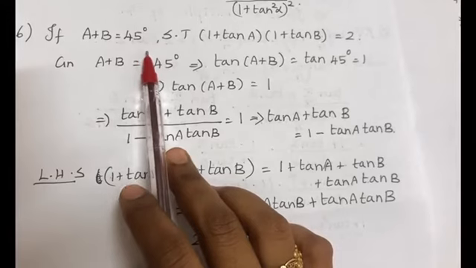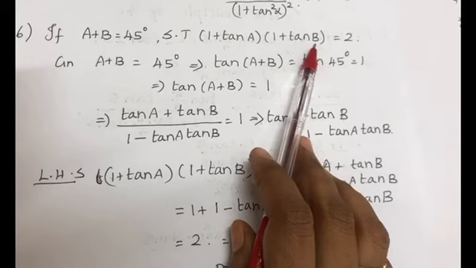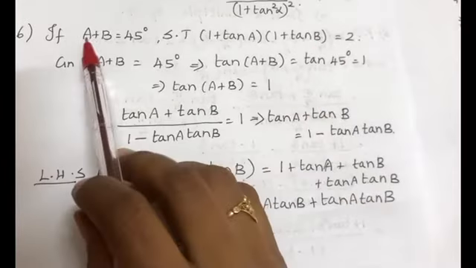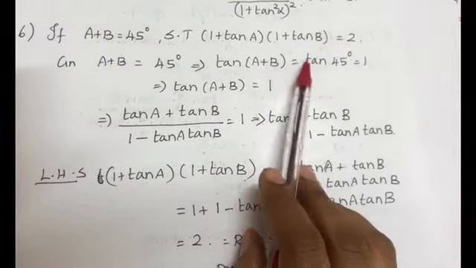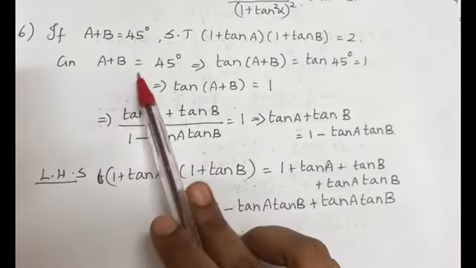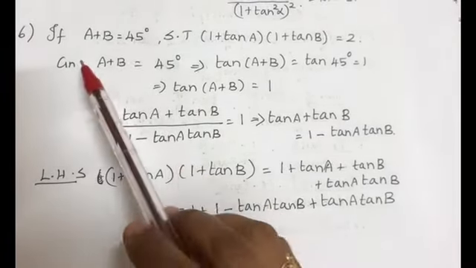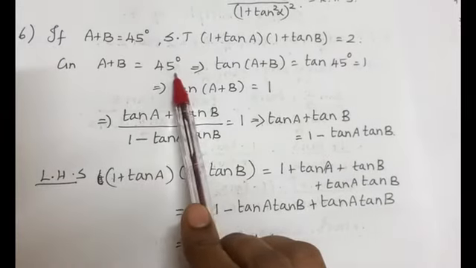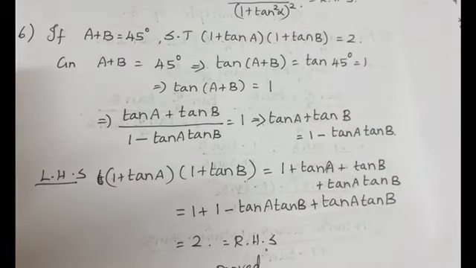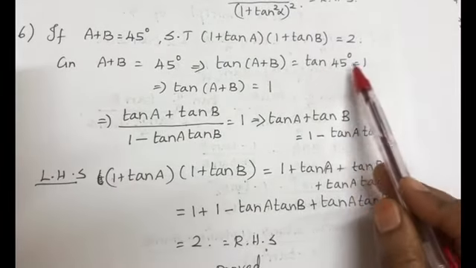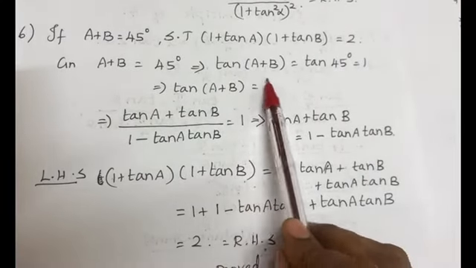If a plus b equal to 45, show that 1 plus tan a into 1 plus tan b is equal to 2. Here it is given that a plus b is equal to 45. As we have tan here, I take tan of a plus b on both the sides. So it is tan of a plus b equal to tan 45. What is the value of tan 45? It is 1. Tan 45 is equal to 1. So tan of a plus b is equal to 1.